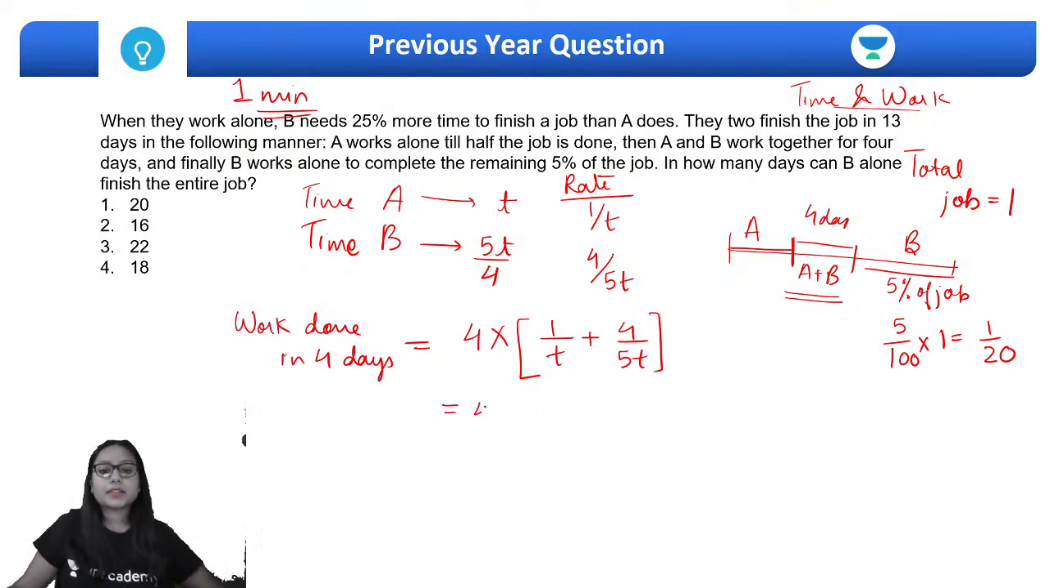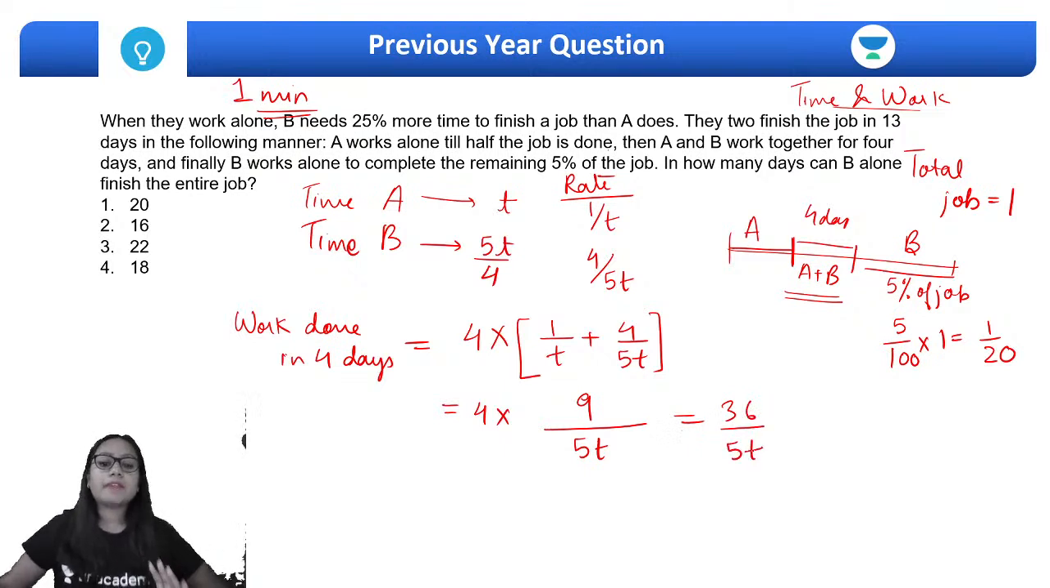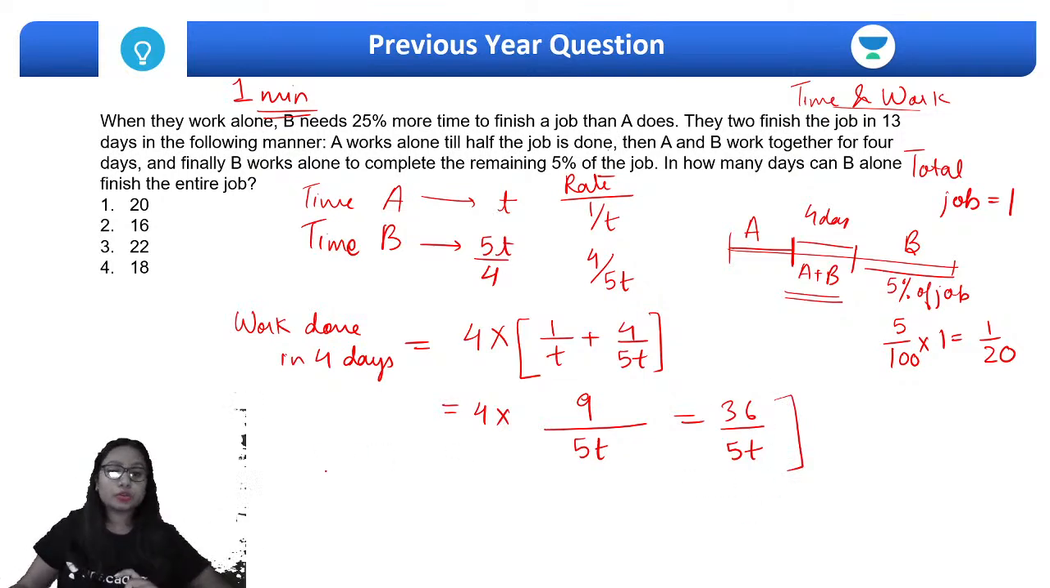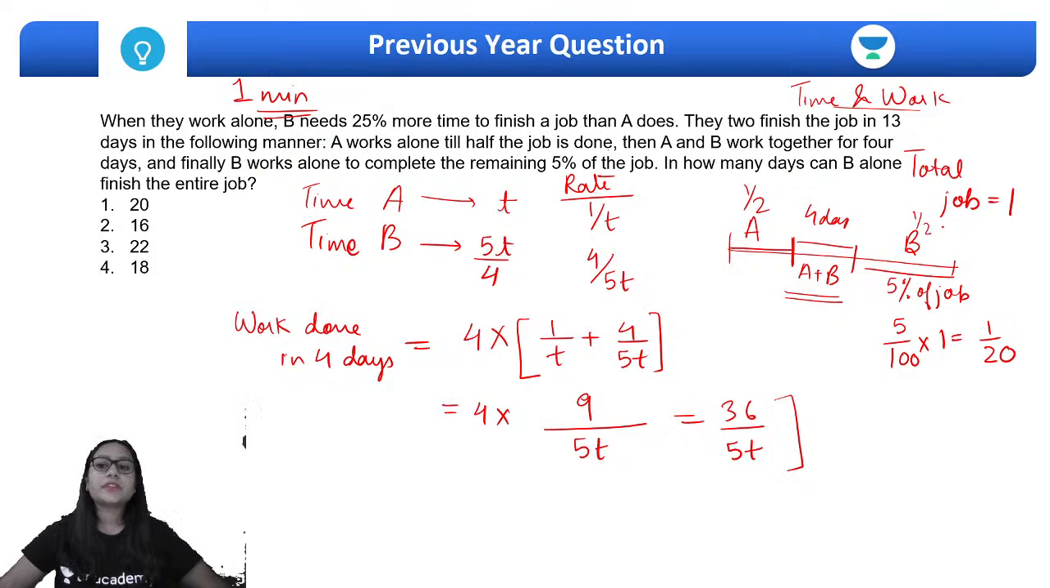Let us simplify this. So from this I will get, the LCM would be 5T and this is 9. So this is equal to 36 by 5T. So total 36 by 5T of the job is done in these 4 days. Okay. Now let's see what was the job that was to be done. So half of the job was finished here. Okay. And 1/20th of the job is finished here.